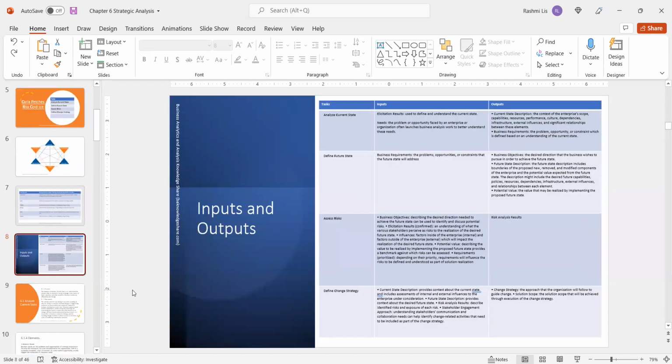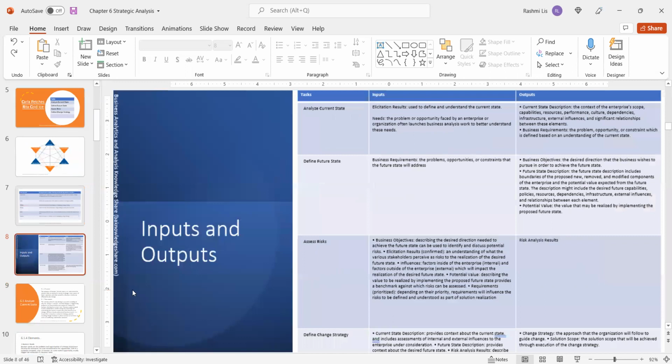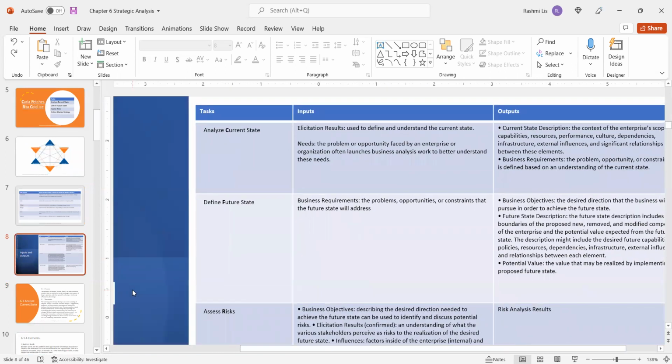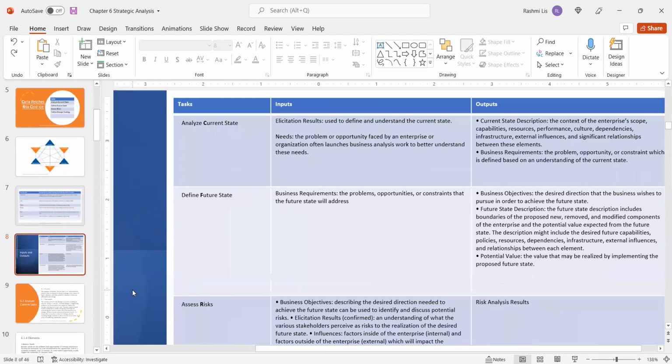Some of the inputs and outputs in this category are, so for analyze current state, you would have elicitation results as your inputs, your needs as an input as well. Your output for analyzed current state is the current state description and the business requirements. For defined future state, your input is your business requirements, and your output is business objectives, future state description, and the potential value.